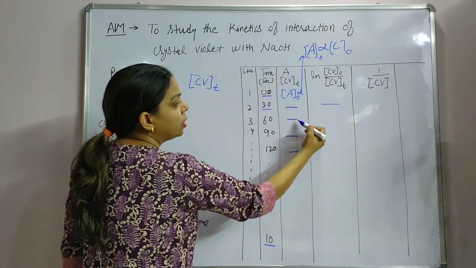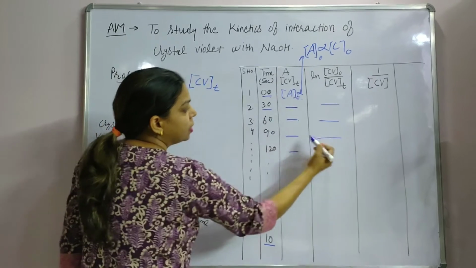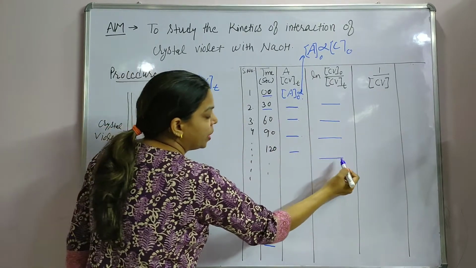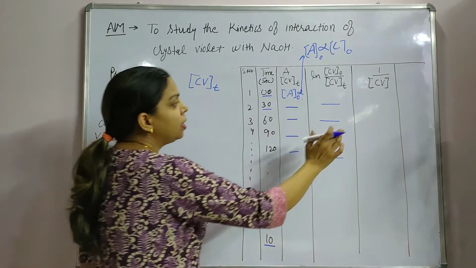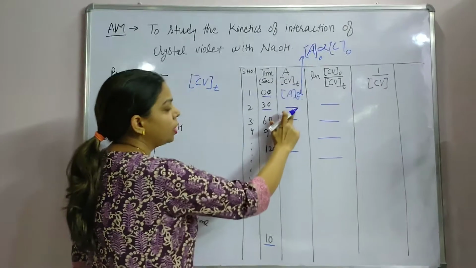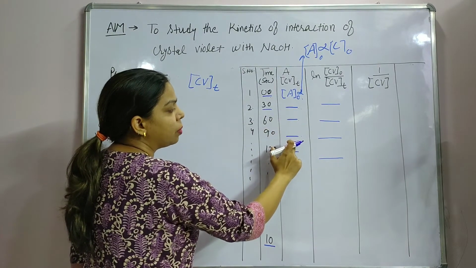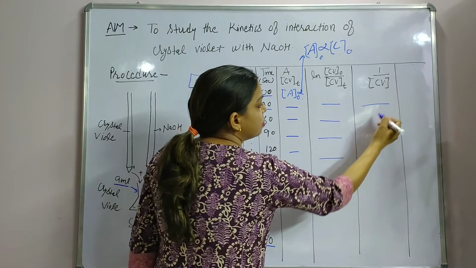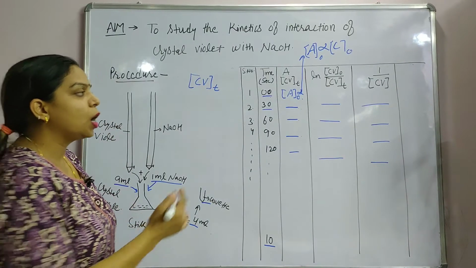Again CV naught, CVT, CV naught, CVT, keep on doing this and you will calculate this column. Similarly, you have to take the inverse of these terms, 1 by CVT, 1 by CVT, 1 by CVT, for all these terms, and you will get the different terms over here. Now let's see how to relate.